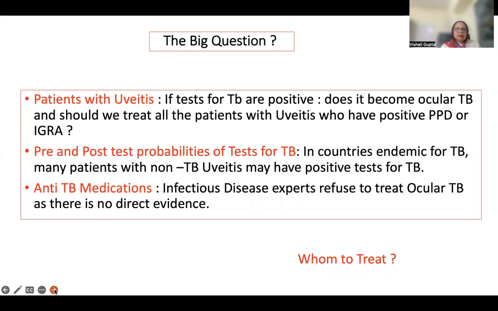The next part of my talk will be: well, your IGRA is positive, but still, whom would you like to treat? Because IGRA positivity does not mean that you start treating everybody. If the tests are positive, does it become ocular TB? Should we treat all the patients who have a positive IGRA? It's very important to understand the pre- and post-test probability of the test for TB. And we also have a problem because many times our ID experts refuse to treat with TB medications.